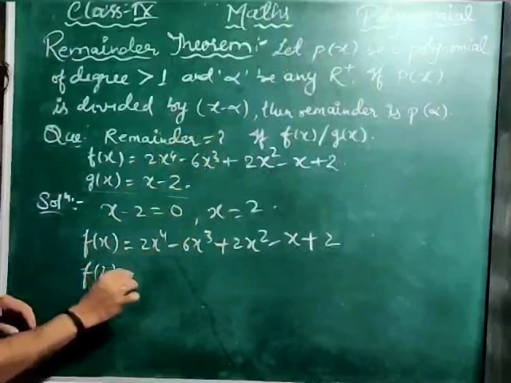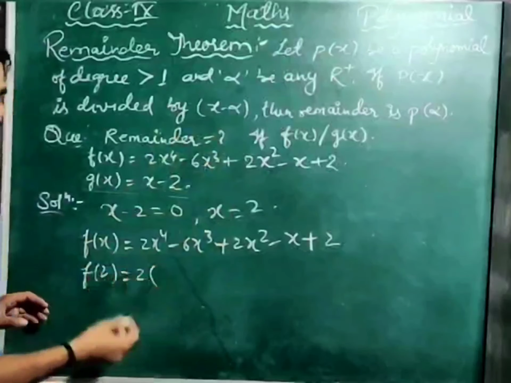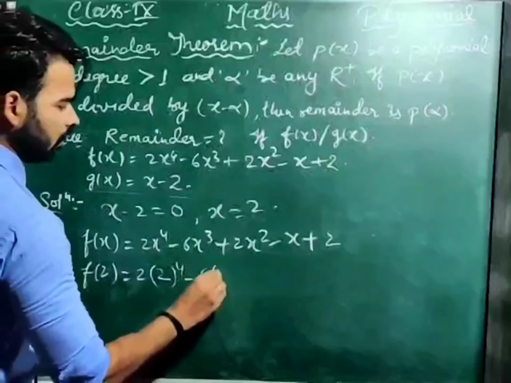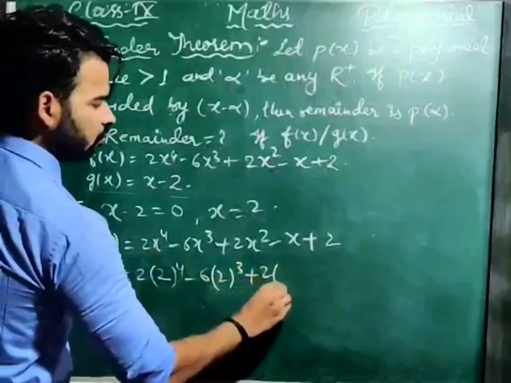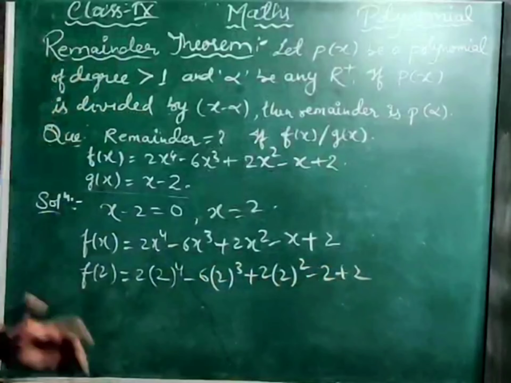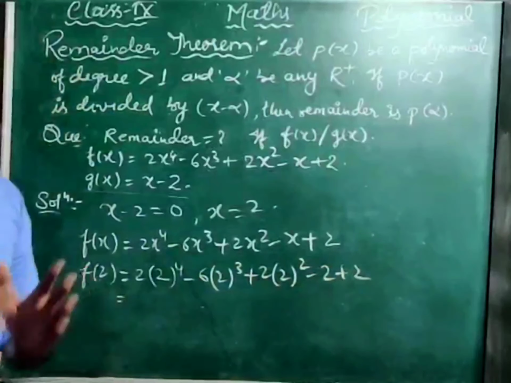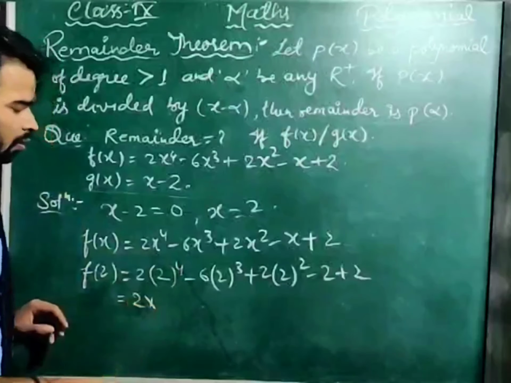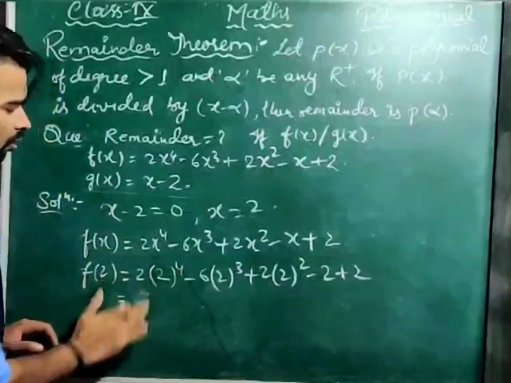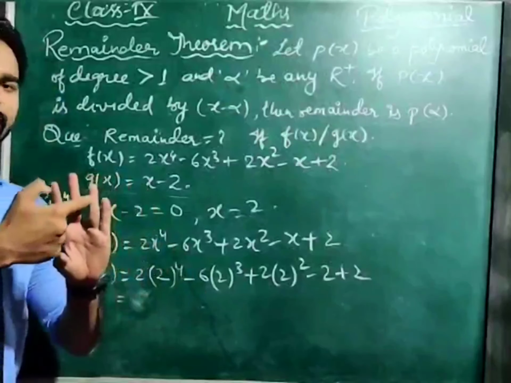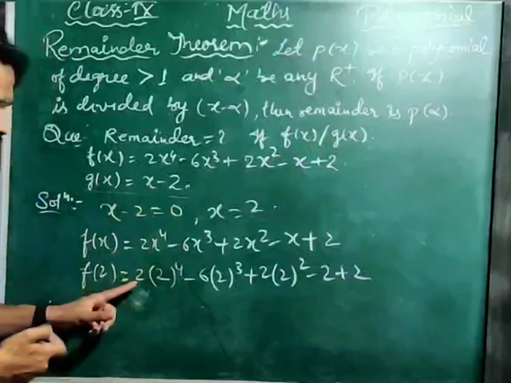Instead of x you have to write down 2. So 2 into, always use brackets here, 2 to the power 4 minus 6 into 2 to the power 3 plus 2 into 2 square minus 2 plus 2. Now firstly we will separate the brackets, remove the powers. So 2 into 2 to the power 4, what does that mean? 2 2s are 4, 4 2s are 8, 8 2s are 16, and 16 2s are 32.